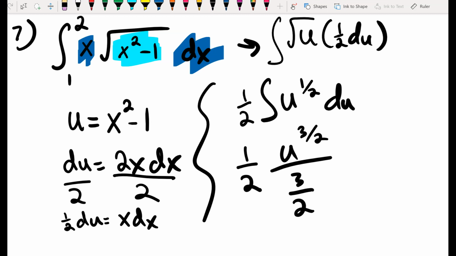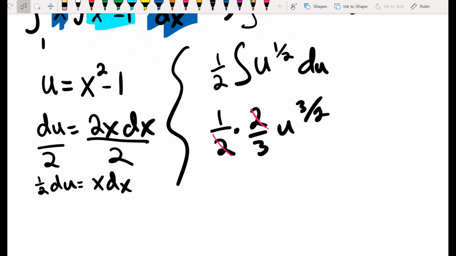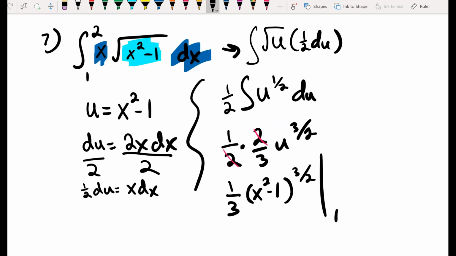Now, there's no reason to write this step here. I'm just showing you how I get that. Dividing by a fraction is the same thing as multiplying by a reciprocal. So I could really just multiply by 2/3 out here. The reason I'm writing it separate is just so that I could recognize I'm allowed to multiply my constants there, and the 2's actually reduce to 1 there. So really I have 1/3 u to the 3/2, but again, that's just x squared minus 1 to the 3/2. And I'm evaluating that from 1 to 2.